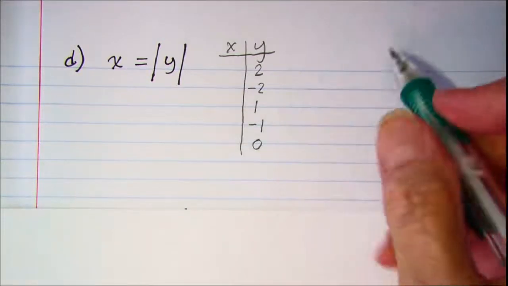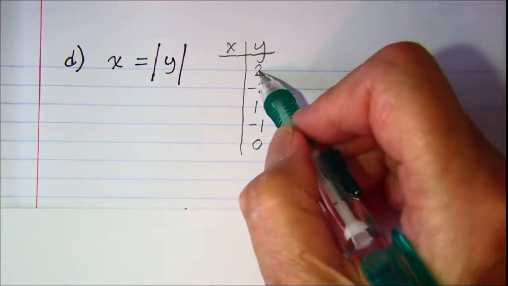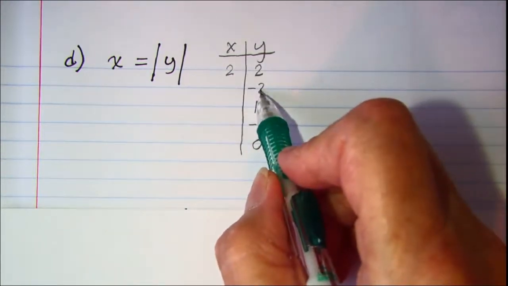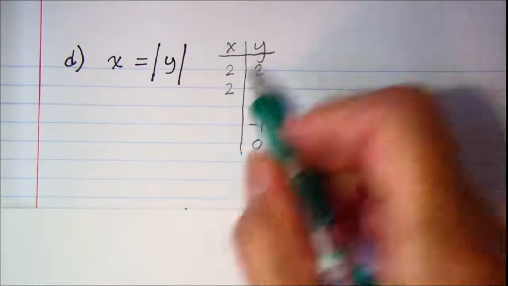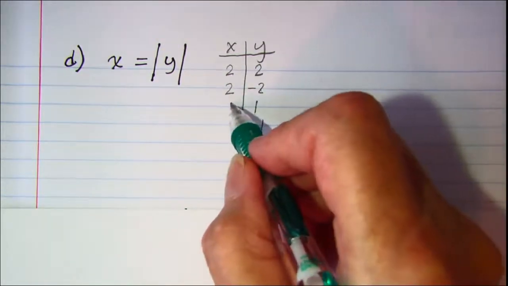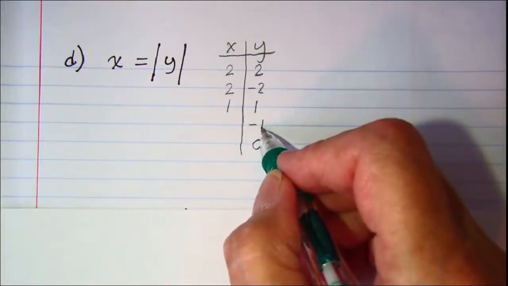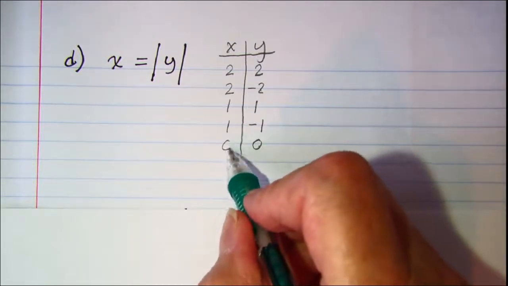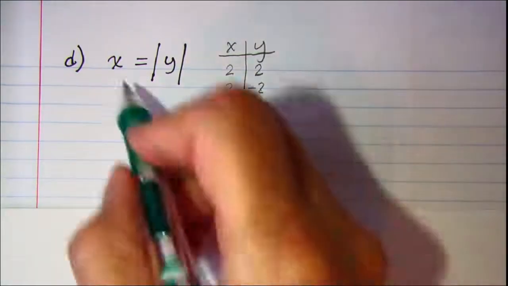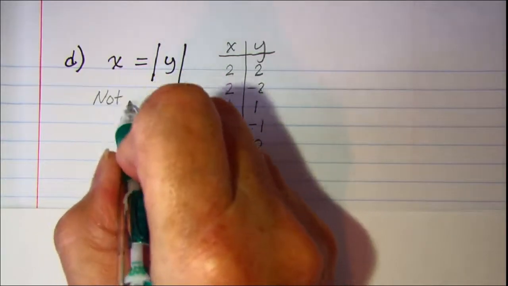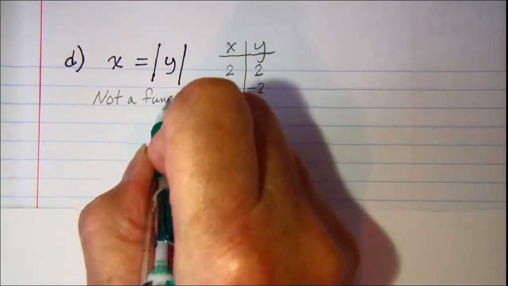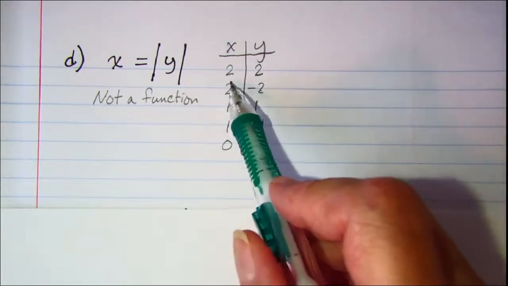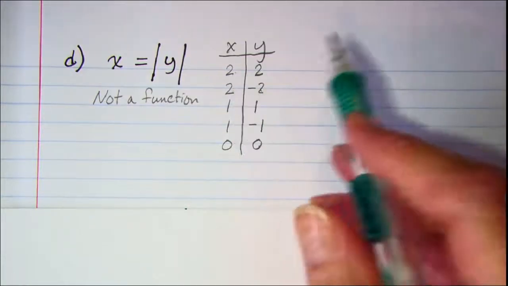Let's try those. So the absolute value of 2 we know is 2. The absolute value of negative 2 is also 2. The absolute value of 1 is 1. The absolute value of negative 1 is also 1. The absolute value of 0 is 0. So we can see that this is not a function, since we have two values for y for this given value of x.